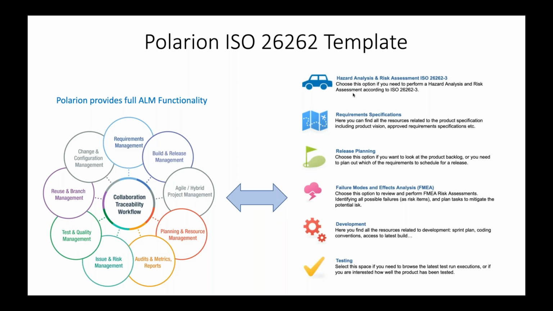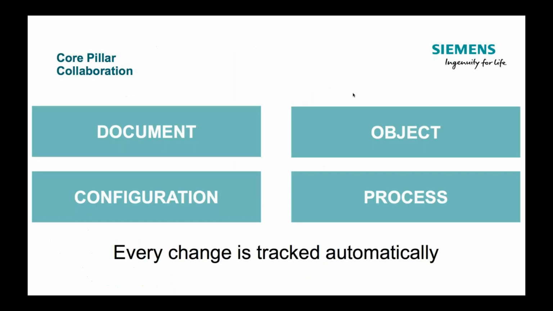Of course, hazard analysis and risk assessment is also inside this template, but you can move some of the additional functions from the left side into your template, which means you can use agile approach, you can do issue and risk management, you can reuse your data, create branch, and so on. So this is just to give you overview of multiple functions available in Polarian and the template which we are going to investigate right now.